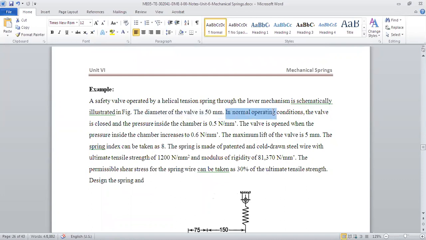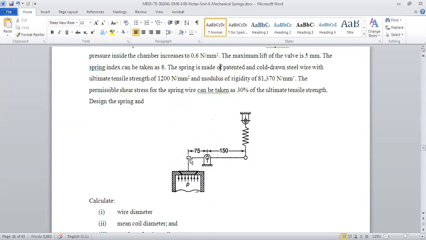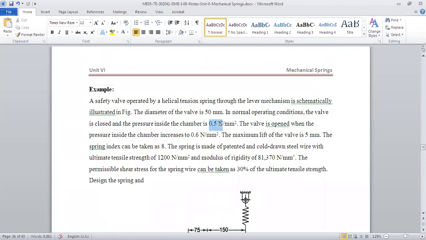Okay. In normal operating condition, the valve is closed and the pressure inside the chamber is 0.5 Newton per mm square. So what have they given? They have given the pressure inside the valve as 0.5 in normal cases. It means when the valve is not open, when the valve is closed, the inside pressure is 0.5 Newton per mm square. So the force acting on the valve when it is closed is 0.5 into pi by 4 d square.